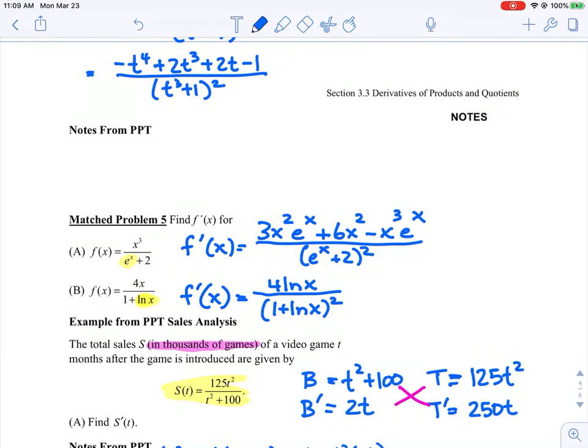Hopefully you were successful in those matched problems. And this ends part 2 of the concepts.